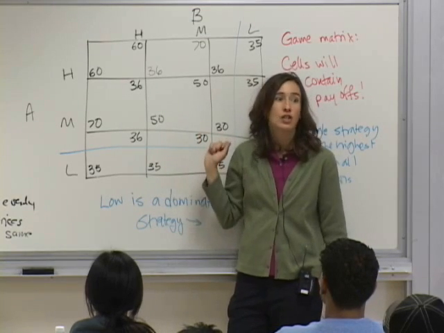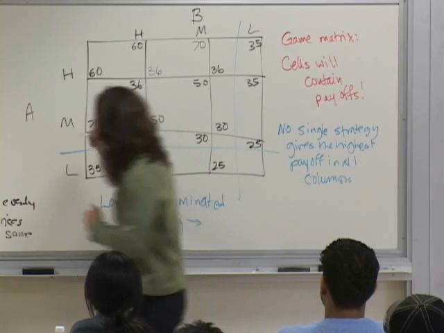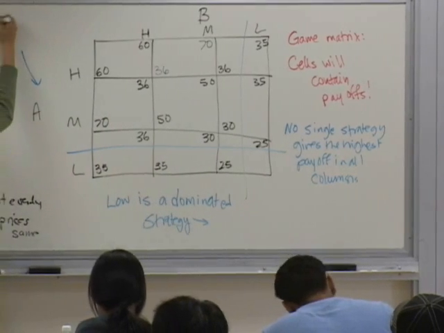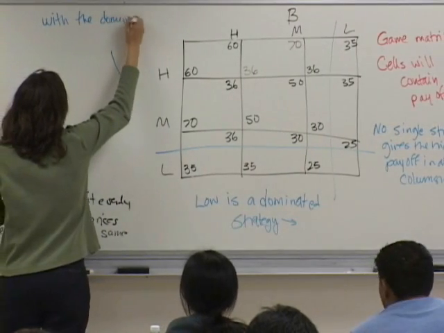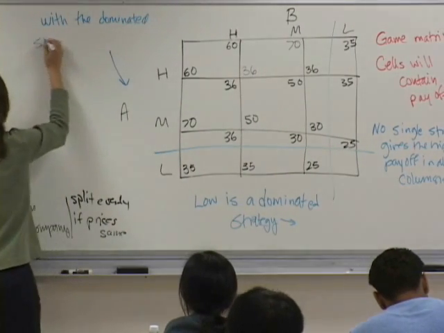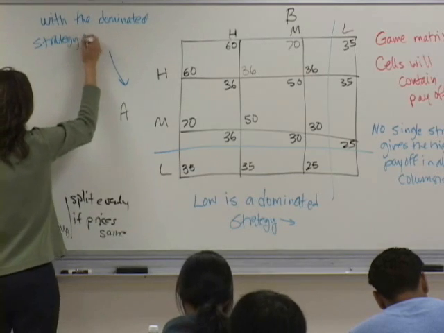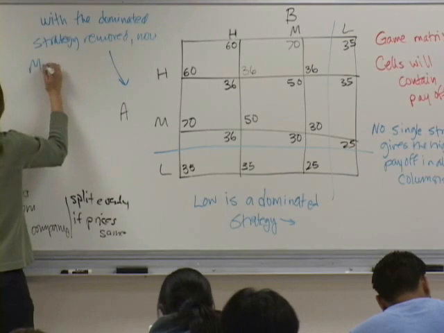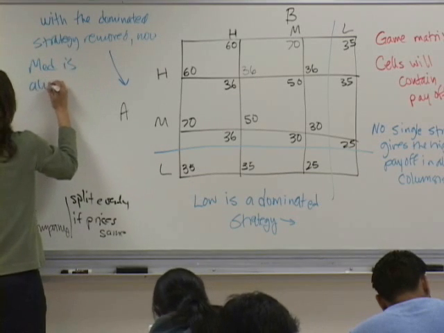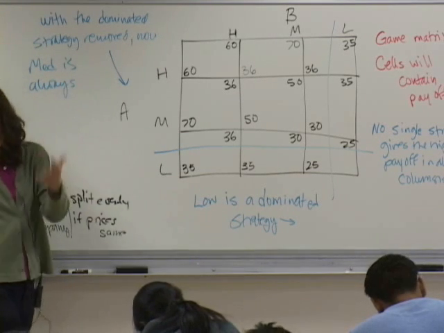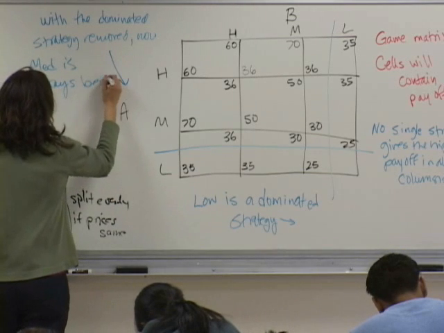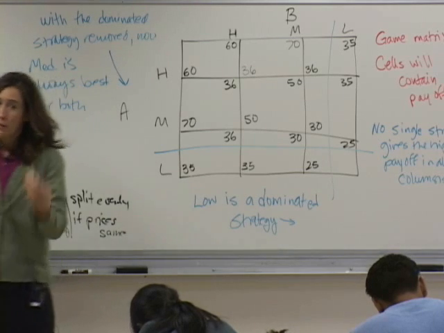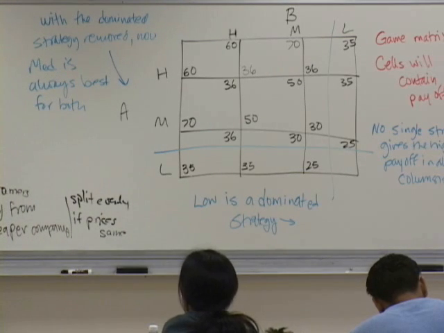Medium is a dominant strategy now. Okay? With the dominated strategy removed, now medium is always best. Medium is the dominant strategy for both. Okay?